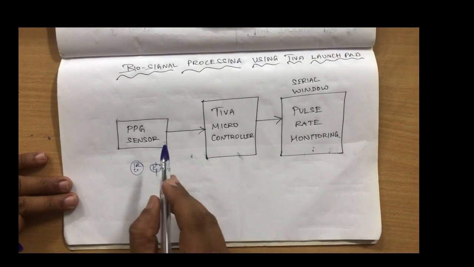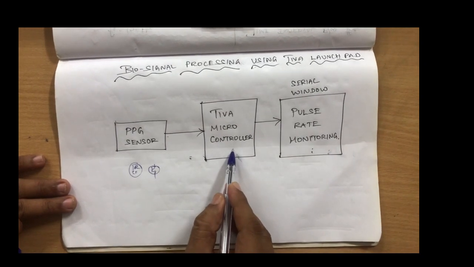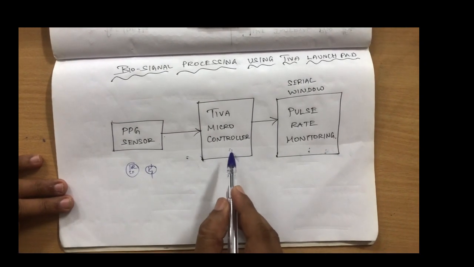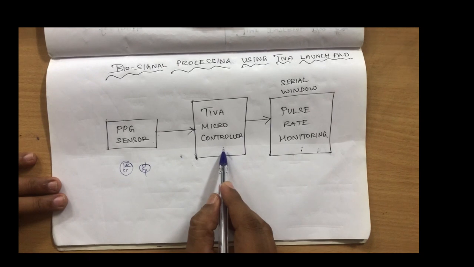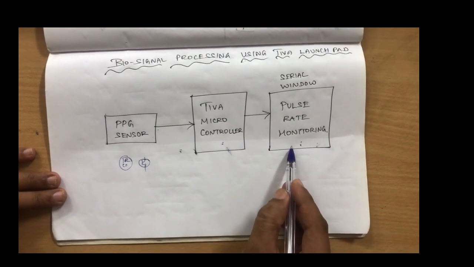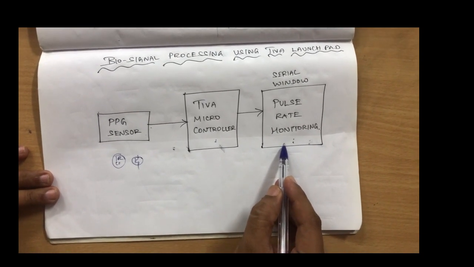The PPG sensor has to be connected to the TIVA microcontroller Launchpad, and then we compute the pulse rate and monitor the pulse rate. So this is the fundamental block diagram.